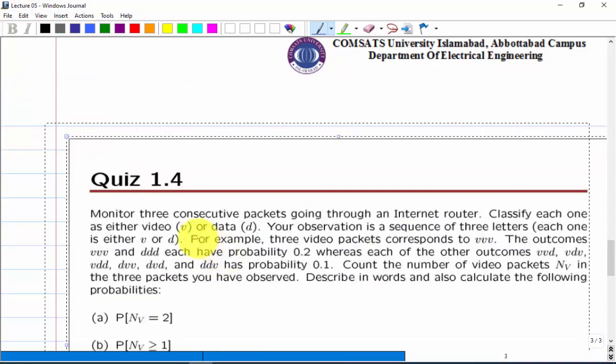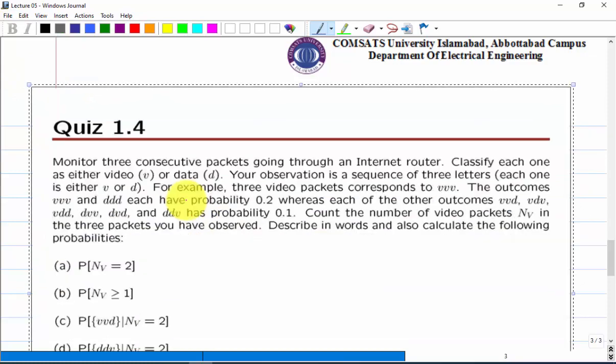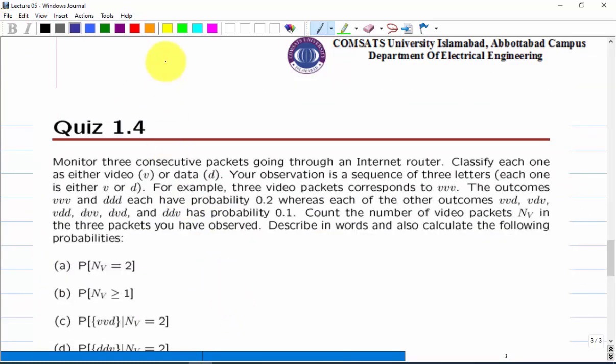I will just paste it from the book. So it is actually quiz 1.4. It says: monitor 3 consecutive packets going through an internet router. Classify each one either as video or data. Your observation is a sequence of 3 letters, each is either V or D. For example, 3 video packets corresponds to VVV. The outcomes VVV and DDD each have probability 0.2, whereas each of the other outcomes has probability 0.1.